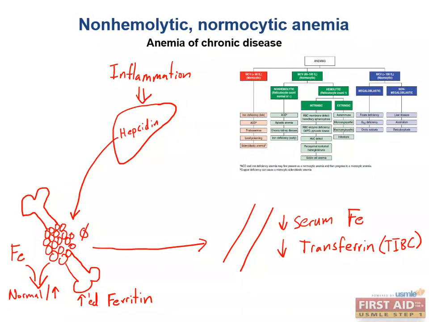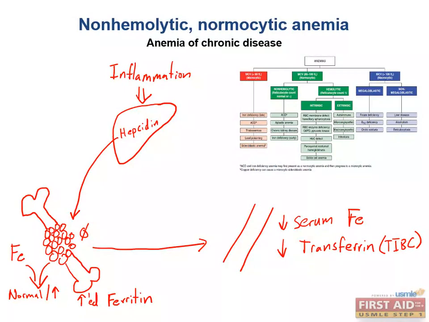All of this happens regardless of the root cause of this chronic illness or inflammation, even if it's not infectious. The body doesn't necessarily know what's causing the inflammation. It just knows that there is inflammation, and therefore releases hepcidin. Of note, if this occurs for a long period of time, anemia of chronic disease can present like iron deficiency anemia and be microcytic and hypochromic. It is not always normocytic.